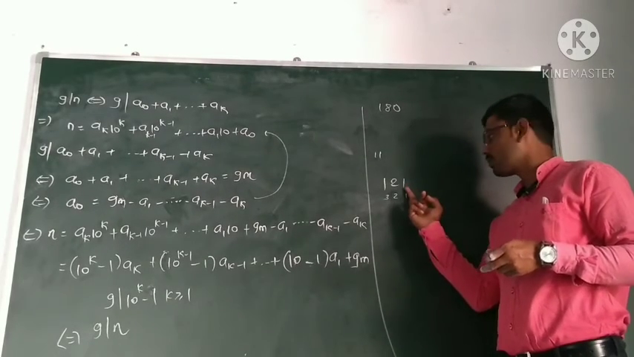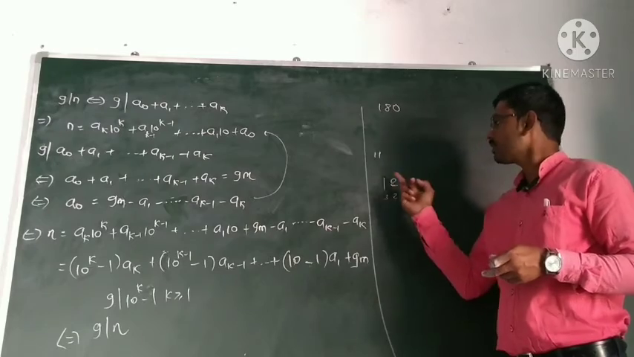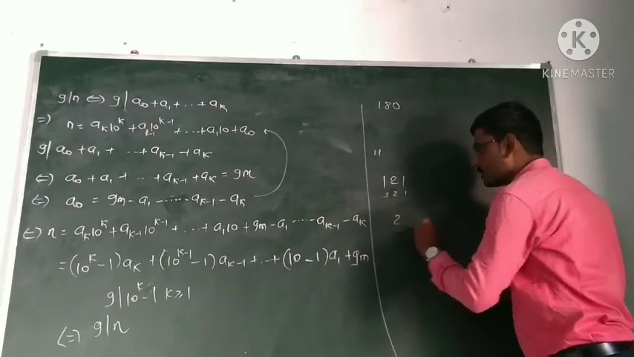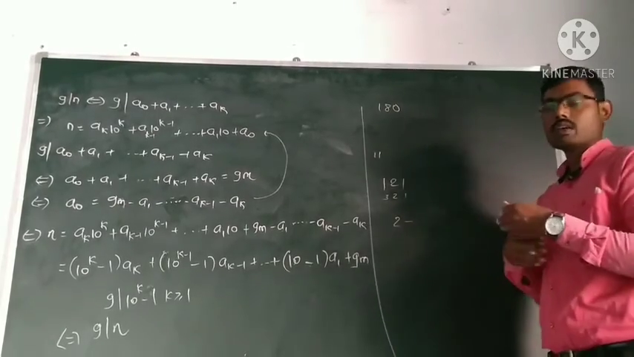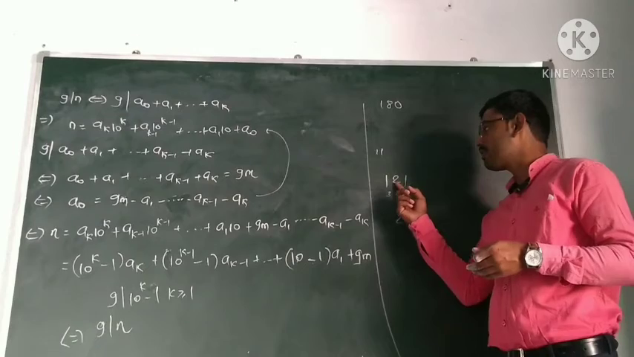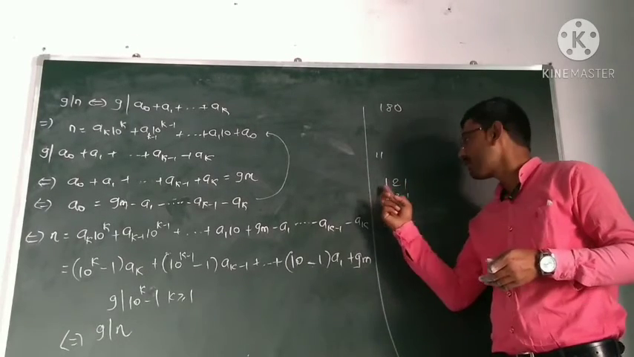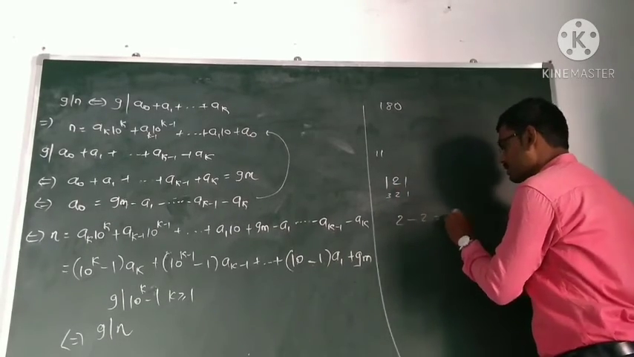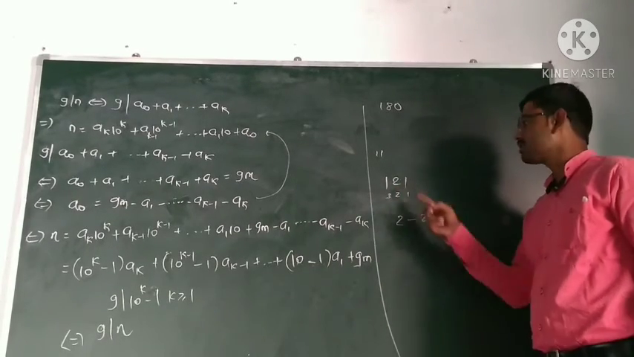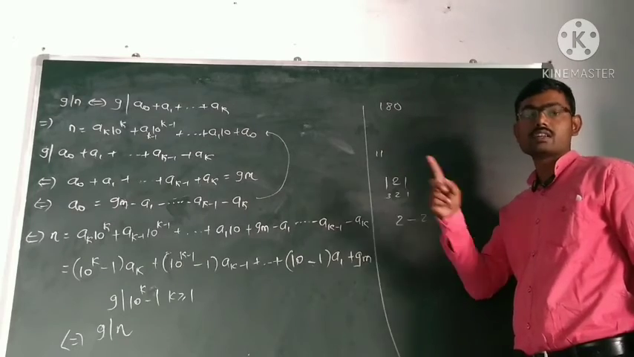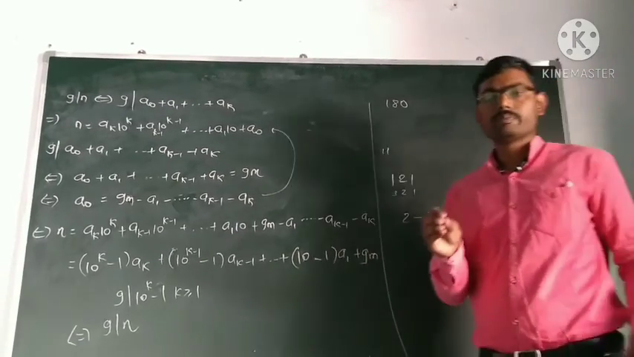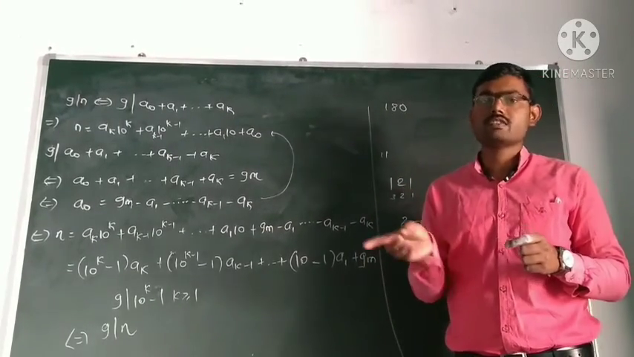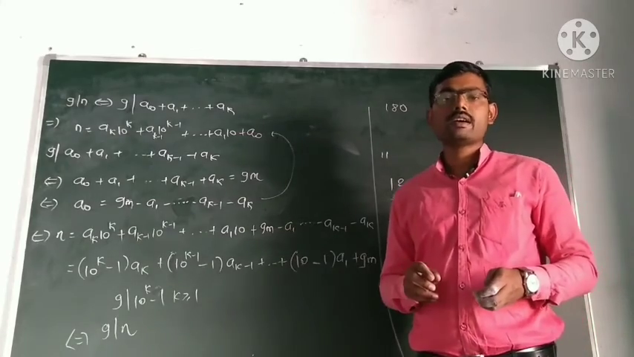Here the sum of digits at odd places: this is an odd place, so the value is 1, this is an odd place, the value is 1. So the sum of digits at odd places, 1 plus 1, is 2. Take the difference with the sum of digits at even places. There is only one even place, the second; there is no number at the fourth place. So the sum of digits at even places is 2. 2 minus 2 is 0, and 11 divides 0. So this number is divisible by 11. If the difference between the sum of digits at even places and odd places is divisible by 11, then the number is divisible by 11.